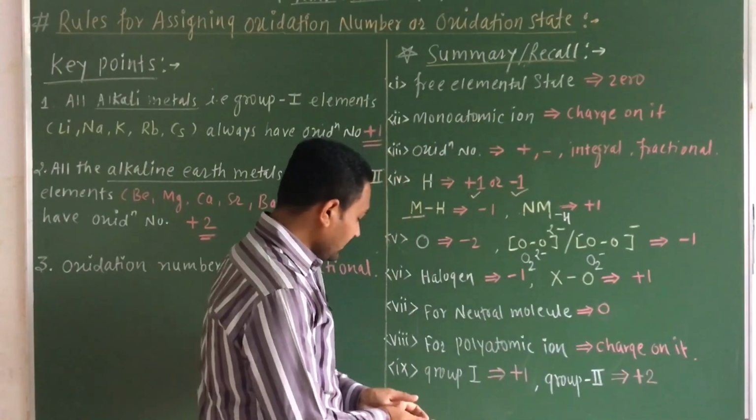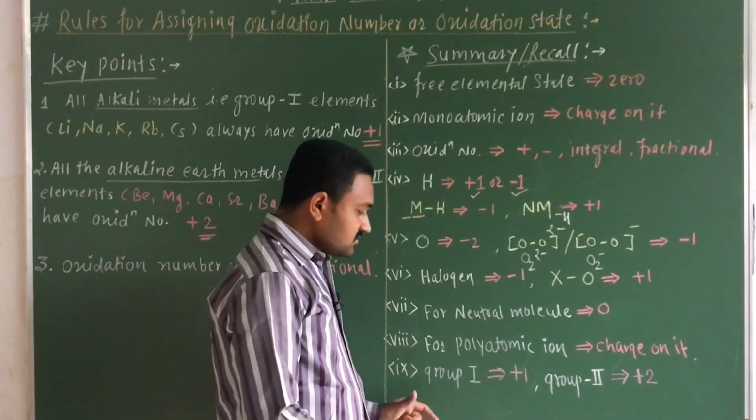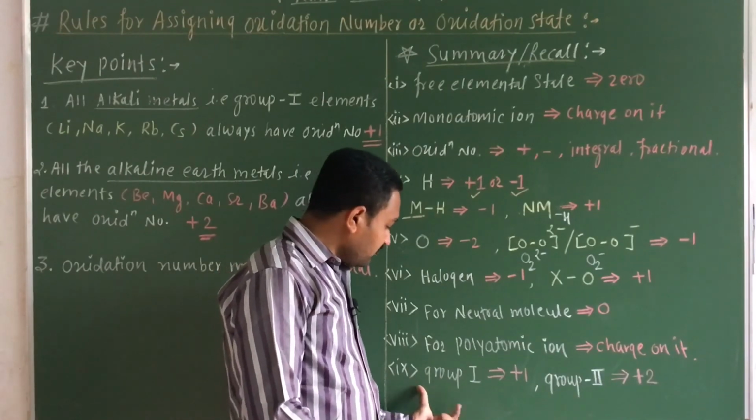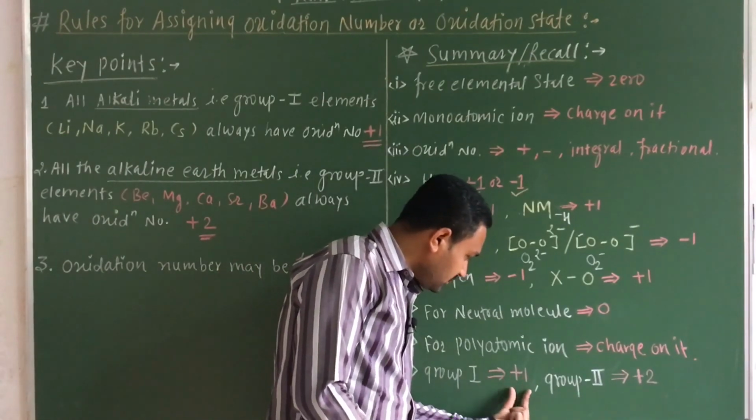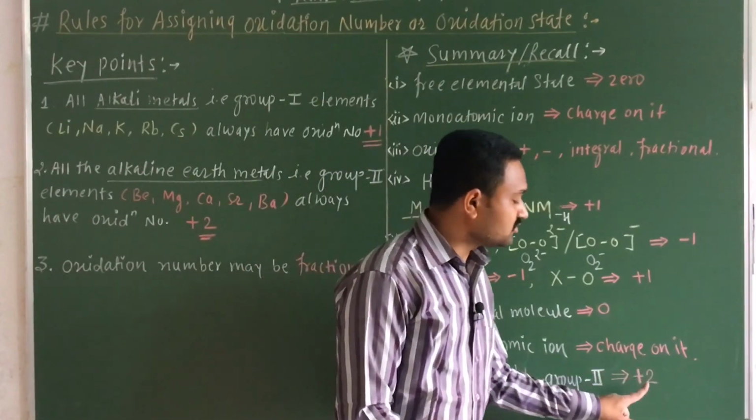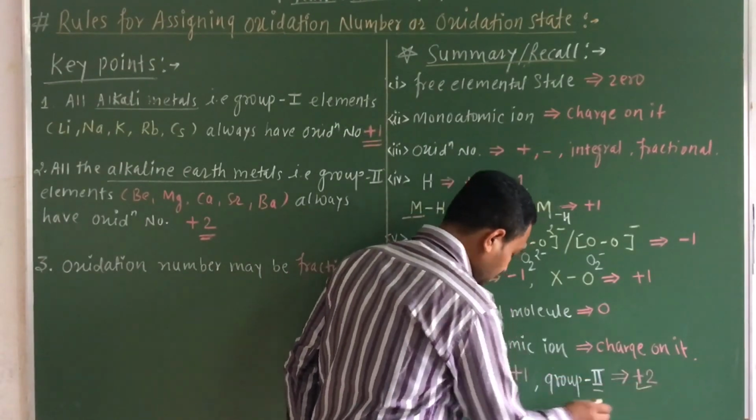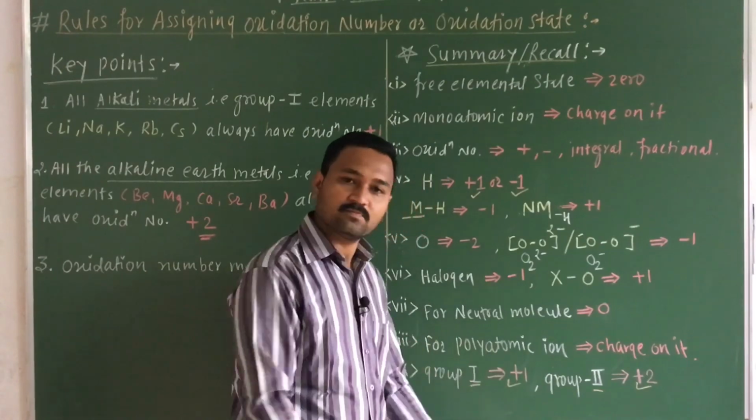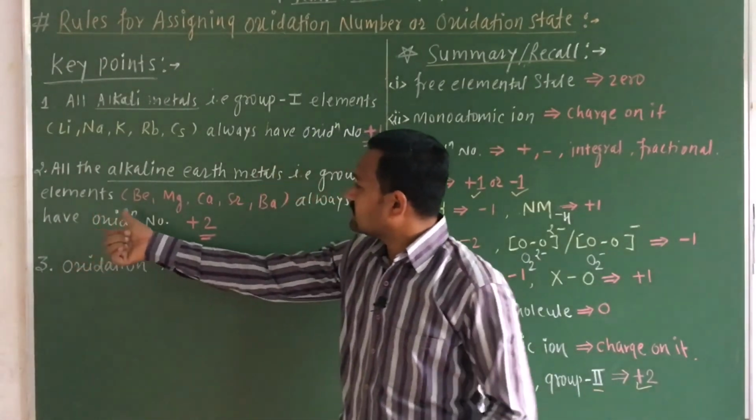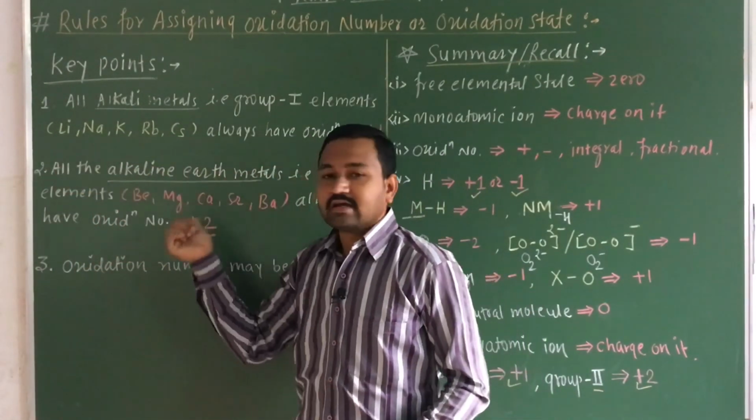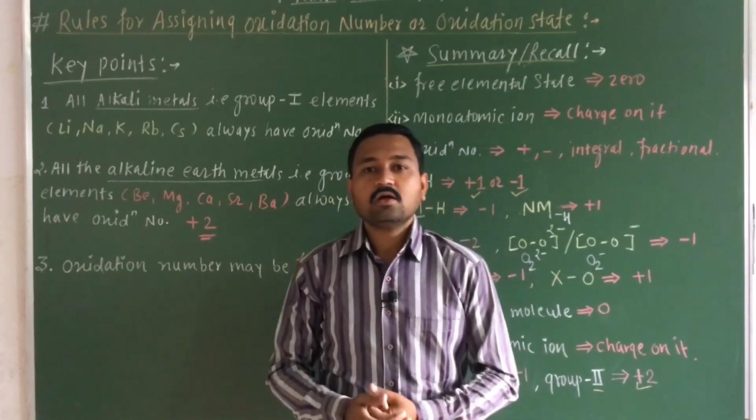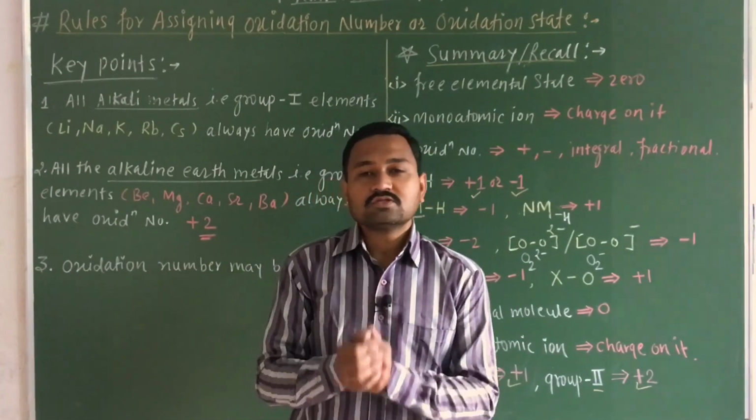Now this is not a rule, but just for our summary: group first will show the oxidation number +1, while group second will show the oxidation number +2. That is very easy. Group second +2, group first +1. That's it. These are the elements that I have already shown here. So this is about the rules for assigning the oxidation number.